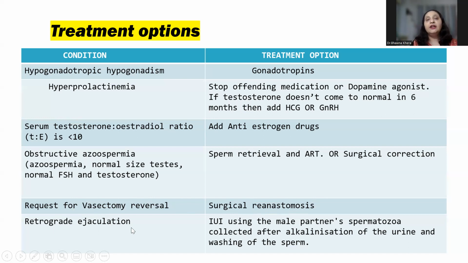Retrograde ejaculation. In this case, semen is going and getting mixed in the urine. So when you take a post-ejaculatory urine sample, it has sperms. So you will have to take out sperms from that, and then you can do IUI with that. So basically, collect the male partner spermatozoa after alkalinization of the urine and wash sperms. Sperm washing is to be done. And then what sperms you have, you can use it for the IUI. So this is how you can answer your questions.